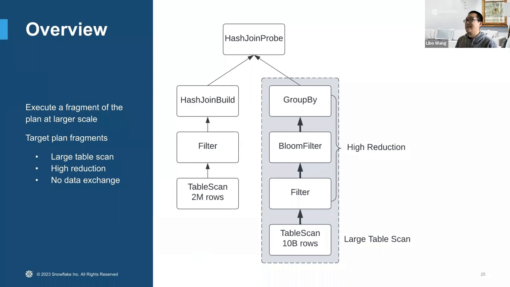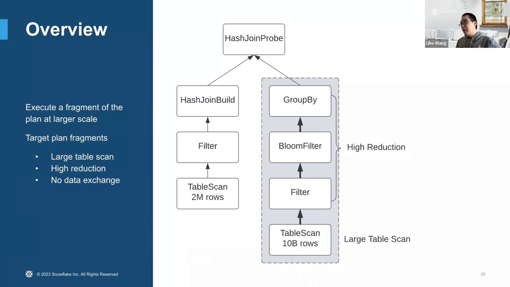So first, it needs a large table scan. Otherwise, it doesn't make sense to scale this up, and that isn't worth all the overhead we have. And second, we need fragments with a high reduction ratio. It means a lot of data comes in from a scan, and only a small amount of data comes out. The high reduction ratio can come from a highly selective filter or highly selective join filter or bloom filter in Snowflake's case, or a group by with very low cardinality, such stuff. The reason behind that is explained later.